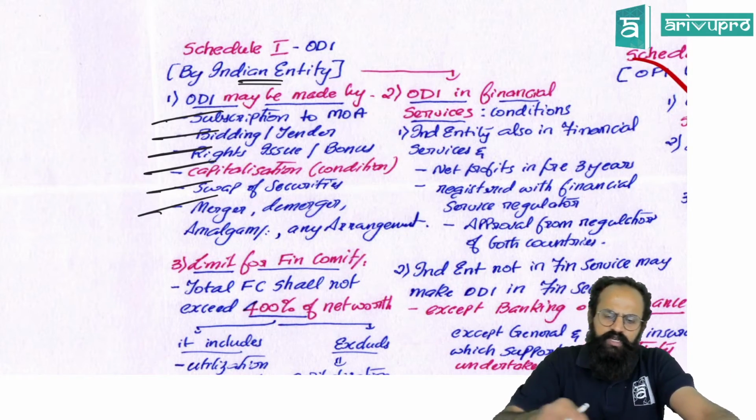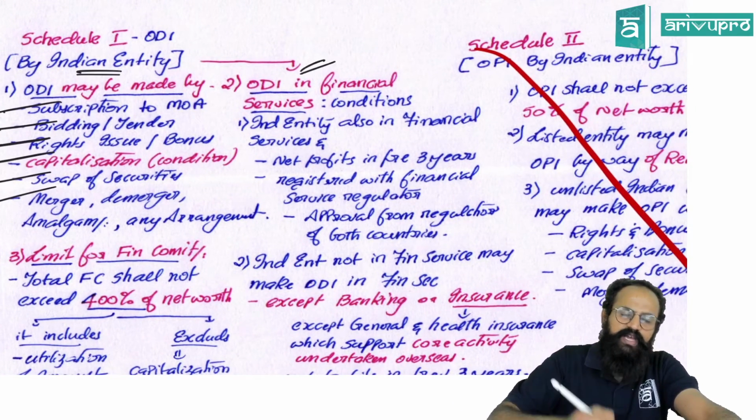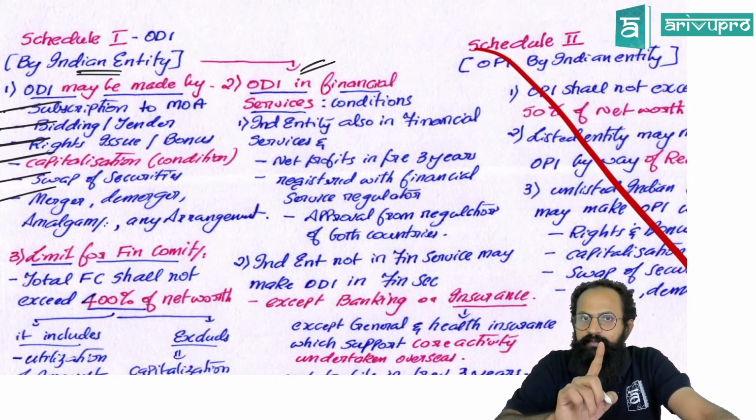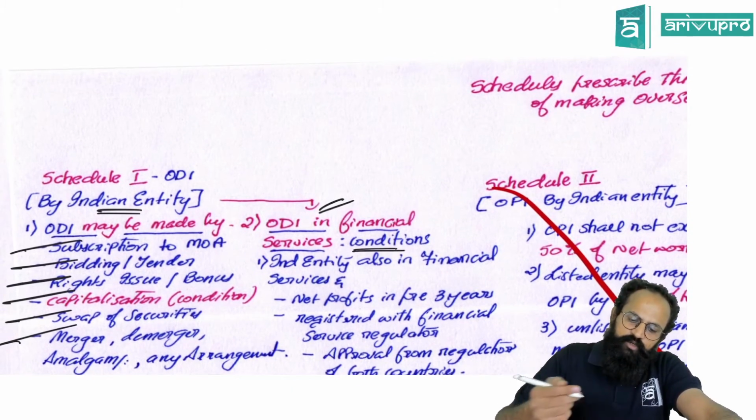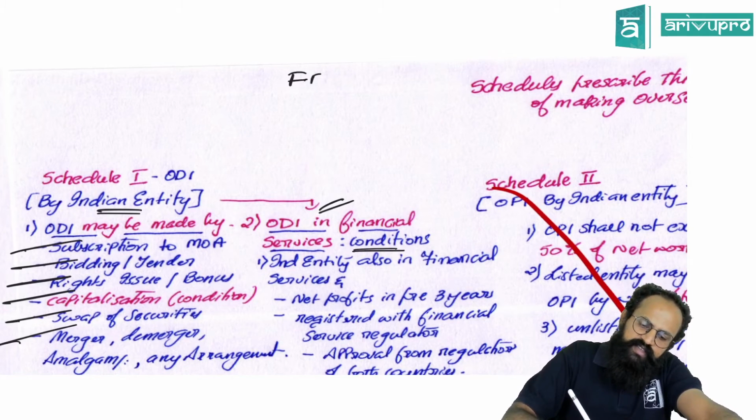These are the rules. The second one, ODI in financial services. This is very, very important, try to concentrate. Conditions. What is that, sir? We are trying to invest in a financial service. Meaning what? A foreign entity is now into financial services.